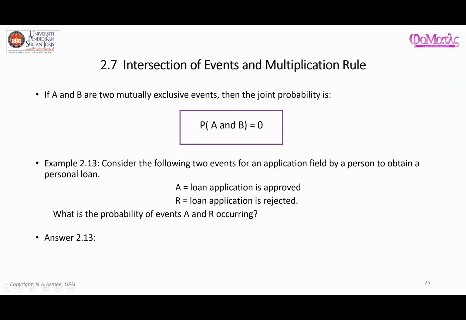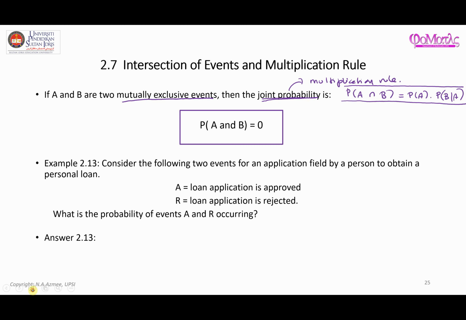Let us move on to the idea of joint probability when the events are mutually exclusive events. Again, to find the joint probability, you use the multiplication rule, for example, if you want to find A intersect B. The original formula is P(A) times P(B given A). So this is the original formula.